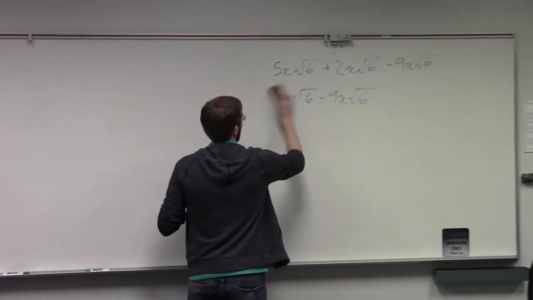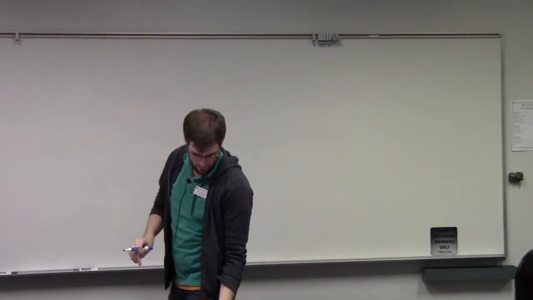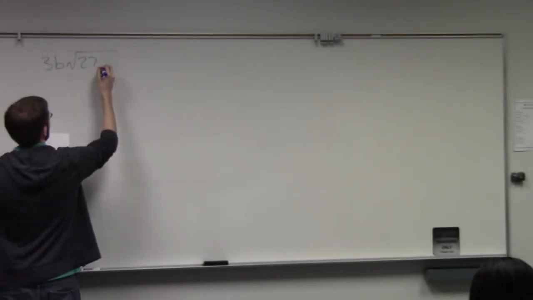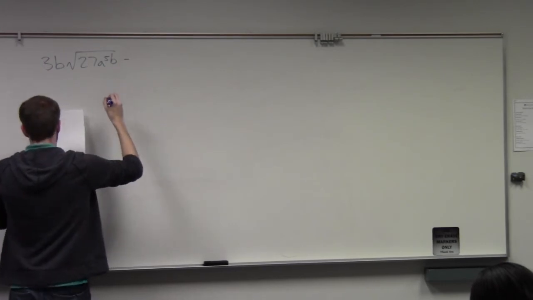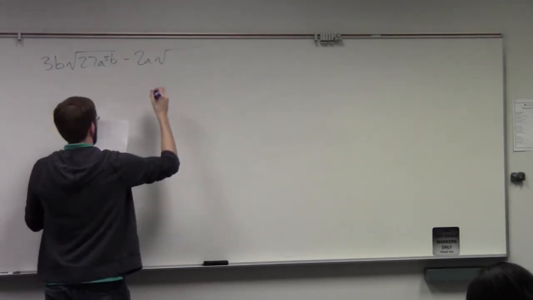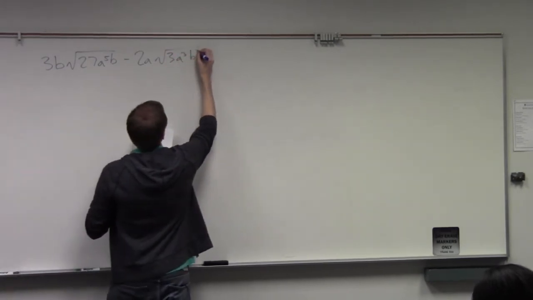All right, so now let's combine all this stuff together. Let's do some numbers and letters. So I have 3b square root of 27 a to the 5th b, minus 2a square root of 3a cubed b cubed.